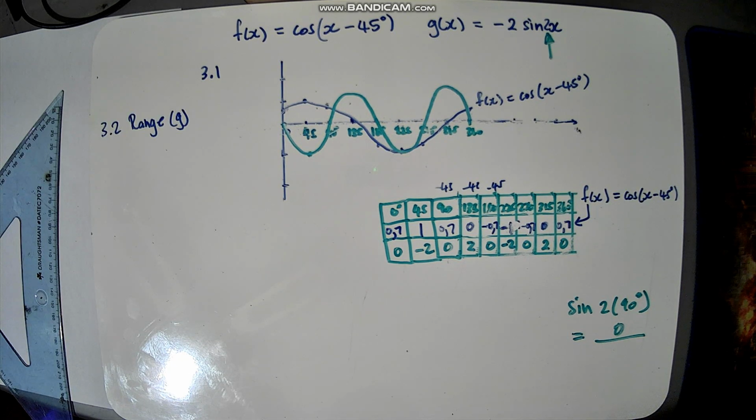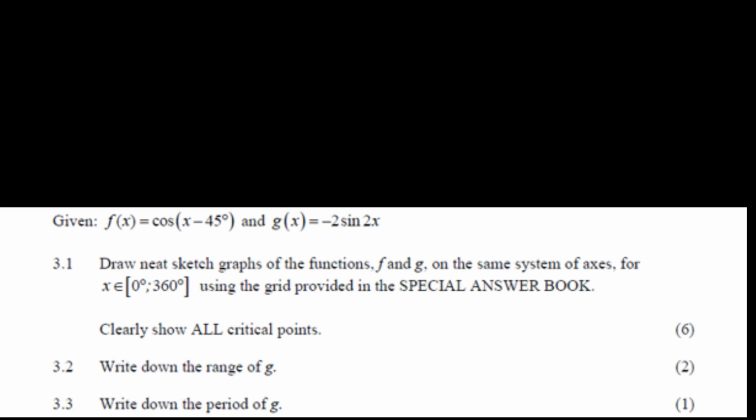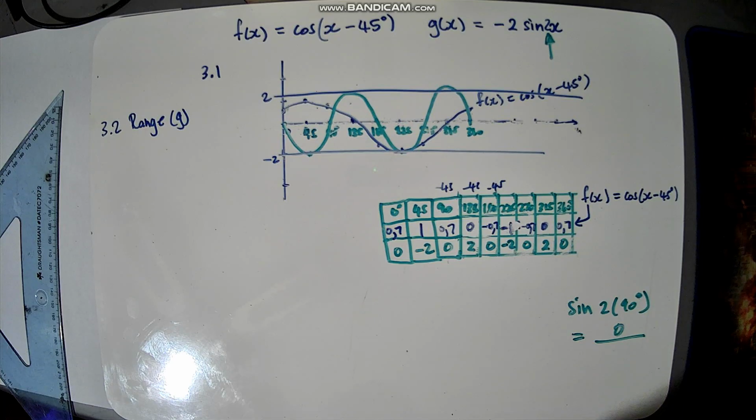Alright, so 3.2's question says the range of g. So the range means the y values. So all you have to do is establish between which upper y and lower y does this graph lie. So this graph lies between 2 and minus 2. So notice the negative is always on the left when you write this. Okay, that is the range written like that.